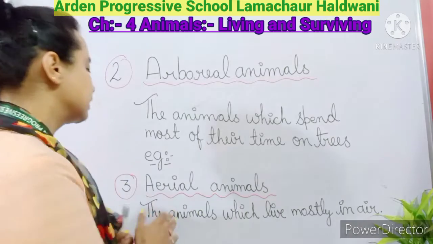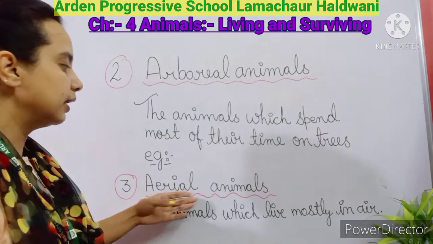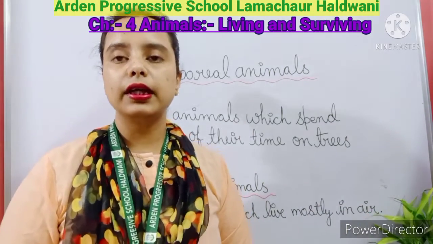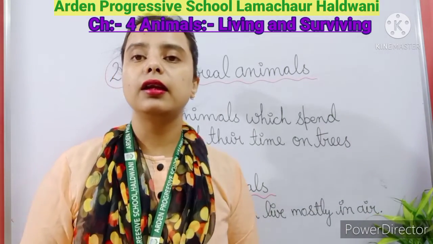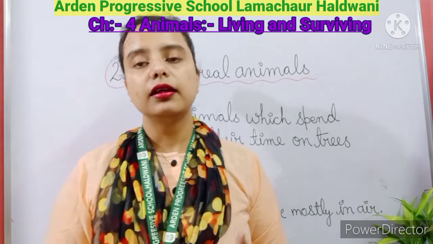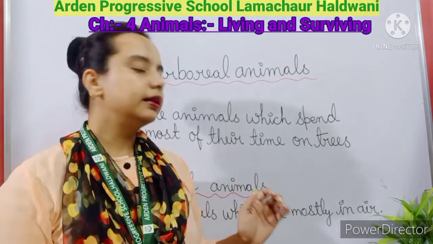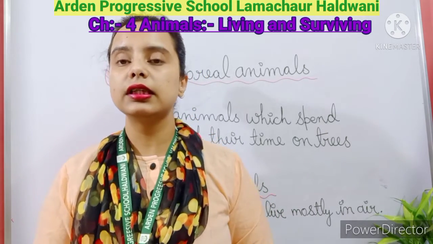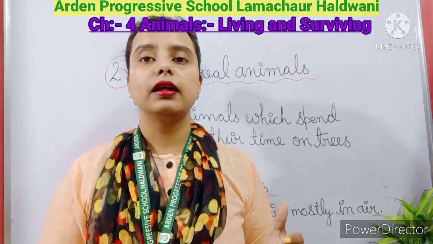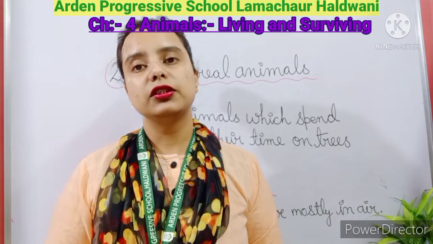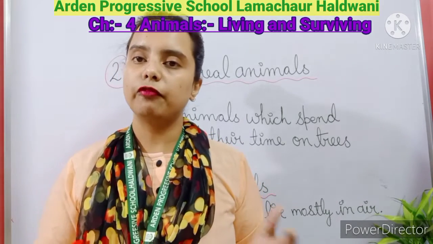Now next is aerial animals. What are aerial animals? The animals which live mostly in air. Means most of the time they spend in the air. They fly, so that is known as an aerial animal. Examples are the birds. Birds are the example of the aerial animals. They spend most of the time in air. They fly, and they have some special features which help them to fly in the air.